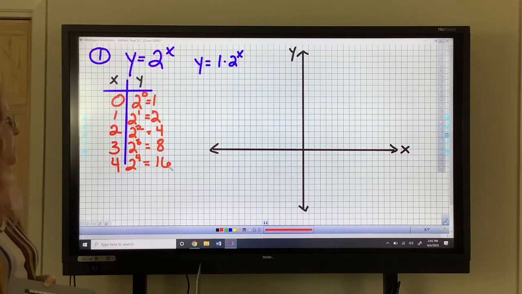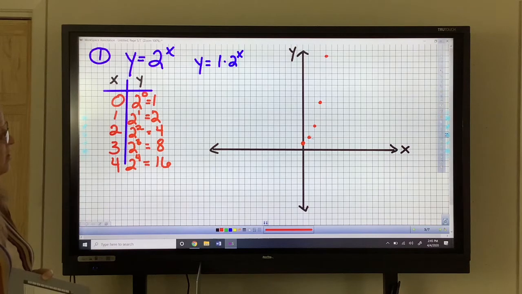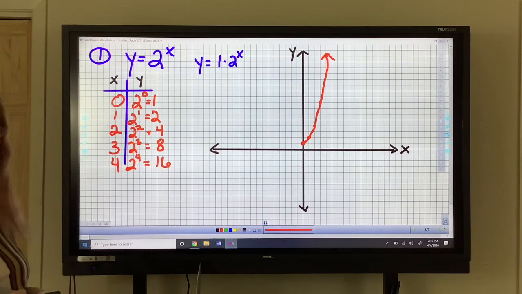And so now you just plot those points. So 0 is 1. 1 is 2. 2 is 4. 3 is 8. And 4 is 16. Notice the gap between our points has gotten larger each time. And that's a sign of an exponential function. And so we have a growth because it's increasing rapidly, and it is our basic exponential function.